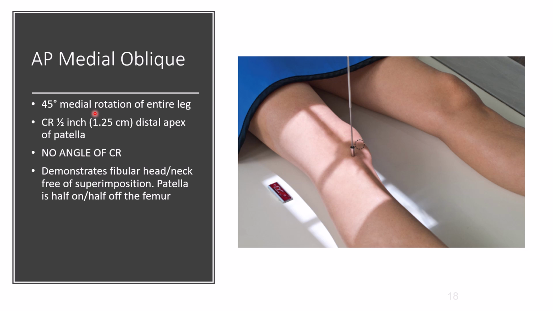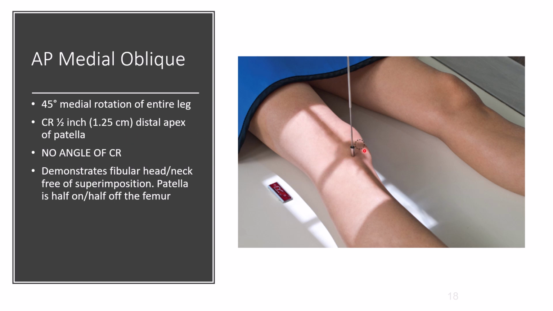So you did your AP with or without an angle, but if there was an angle, you're going back to 0 degrees and perpendicular for this particular image. Your central ray is still 1/2 inch distal to the apex of the patella. You're still at a 40-inch SID, 2 Bucky, collimated 10 by 12 portrait, and you're rotating the patient's entire leg internally 45 degrees.